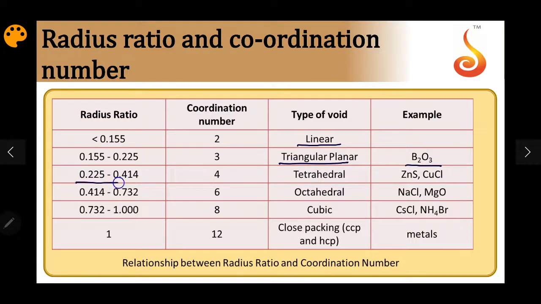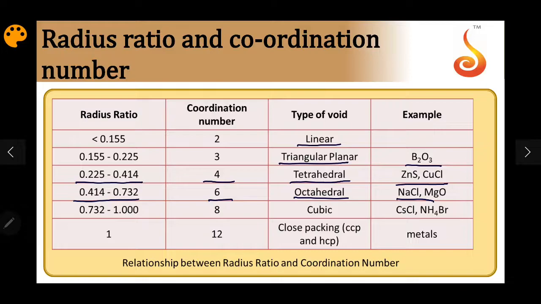For 0.225 to 0.414, the coordination number of the particle becomes 4. In tetrahedral voids the cations are accommodated. Zinc sulfide is the best example, with zinc ions in tetrahedral voids and sulfide ions forming the basic lattice arrangement. Then for 0.414 to 0.732, the octahedral voids are there, and sodium chloride is the best example for this category.